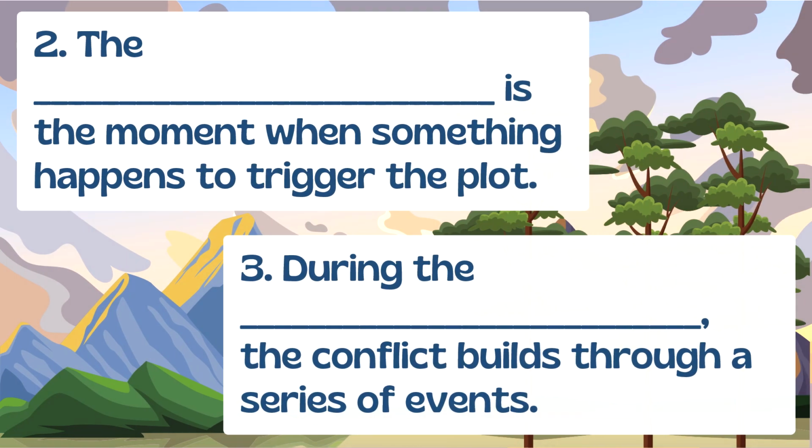Number 2, the blank is the moment when something happens to trigger the plot. It causes the conflict. That's the inciting incident. Then 3, during the blank, the conflict builds through a series of events. That's the rising action.